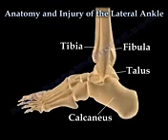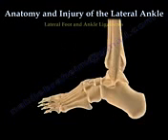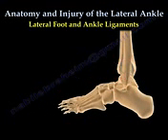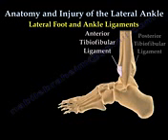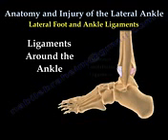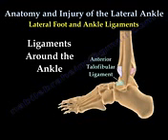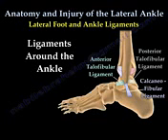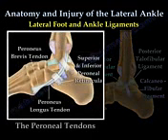The bony structures of the ankle consist of the tibia, fibula, the talus, and the calcaneus. Ligaments of the ankle include the syndesmosis, the anterior tibiofibular ligament, and the posterior tibiofibular ligament. Ligaments around the ankle include the anterior talofibular ligament, the calcaneofibular ligament, and the posterior talofibular ligament. Here you can see the peroneal tendons which run behind the fibula.